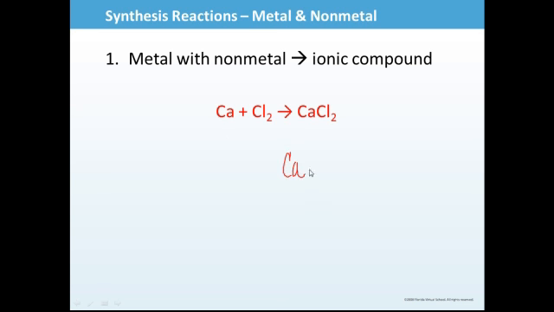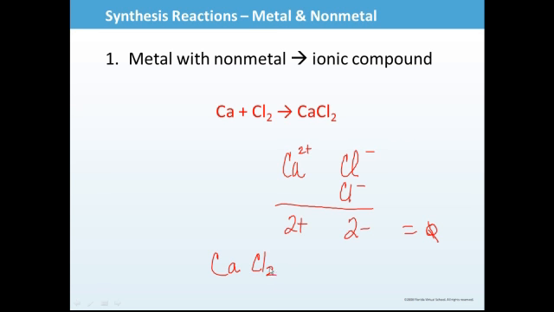So we're going to look at calcium, we're going to look at chlorine. You have to look at that sheet of common charges and then write their correct formula. We see 1 calcium, it's going to take 2 chlorines to neutralize calcium's charge. Therefore I need 1 calcium and I need 2 chlorines. Therefore my correct formula is CaCl2.